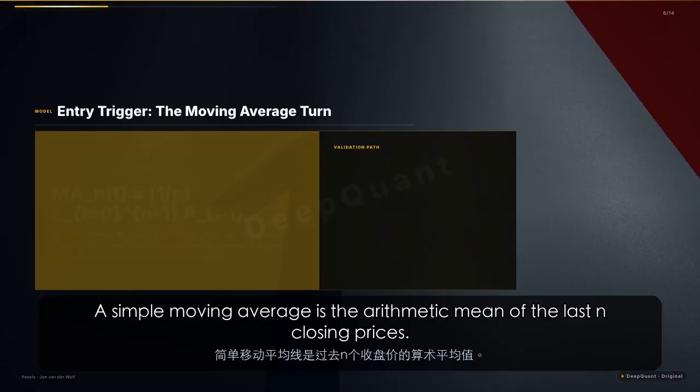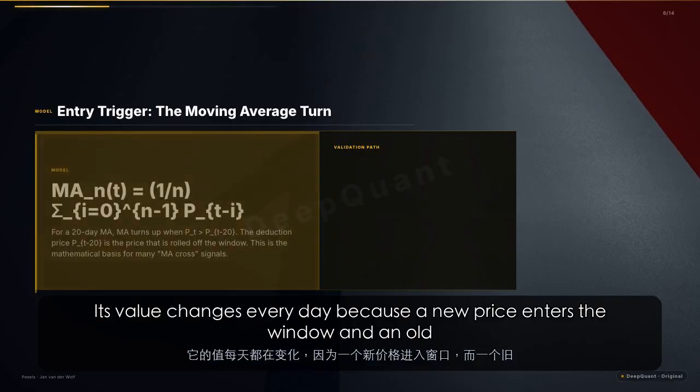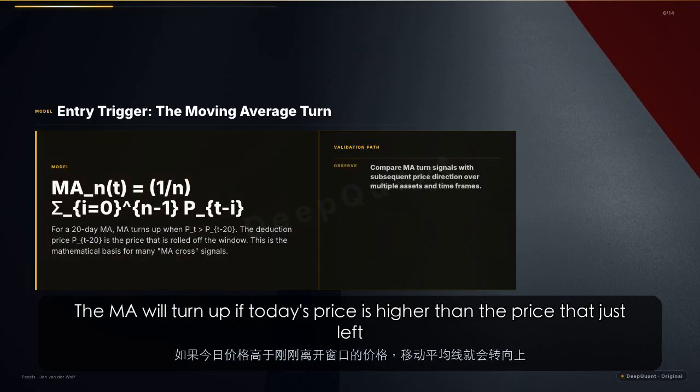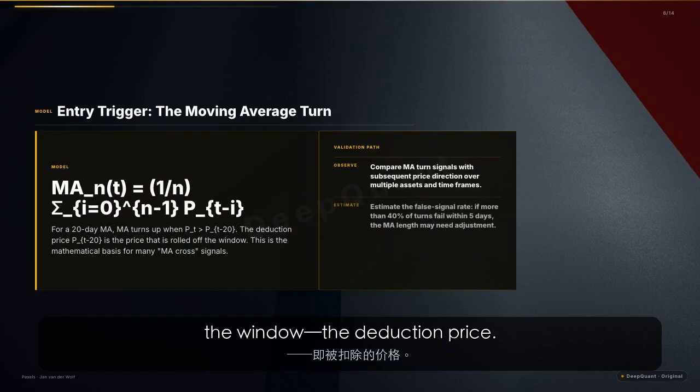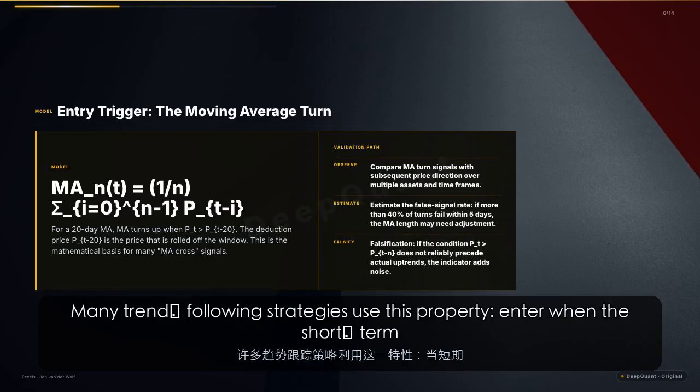A simple moving average is the arithmetic mean of the last N closing prices. Its value changes every day because a new price enters the window and an old price drops out. The MA will turn up if today's price is higher than the price that just left the window, the dropped price. This condition, P_t > P_t-N, is a mechanical signal that the average is rising.